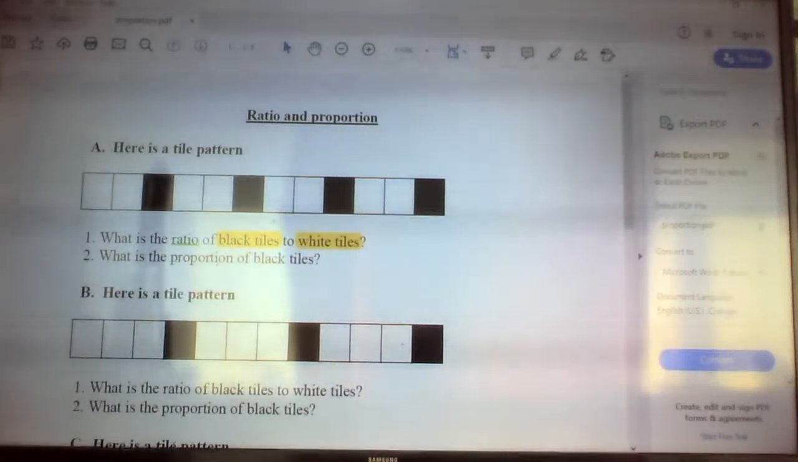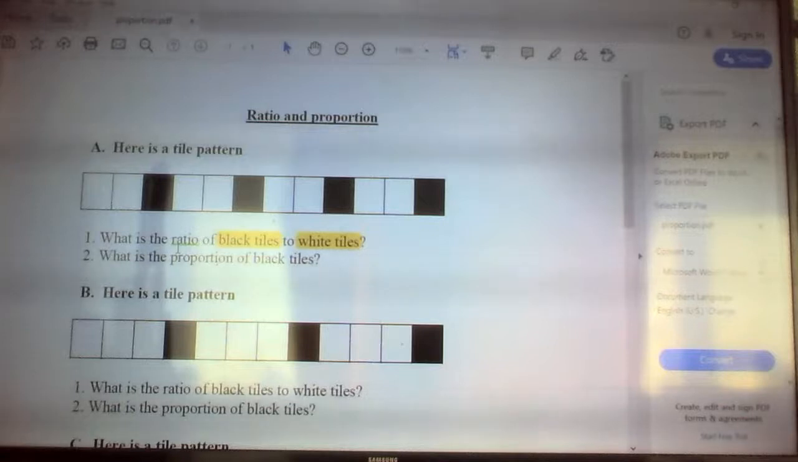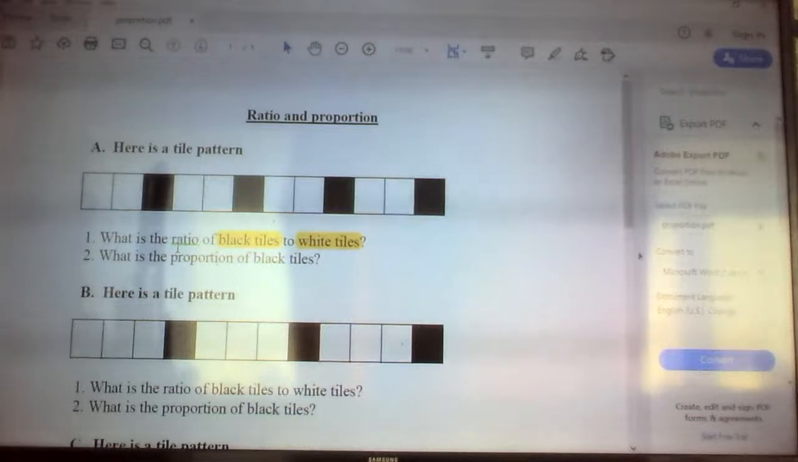So the definition in my book, next to the word ratio, is a relationship between the sizes of 2 numbers or amounts. So I'll read that out again. So you can write that down as I'm reading out. A relationship between the sizes of 2 numbers or amounts. Read out a third time. The relationship between the sizes of two numbers or amounts.